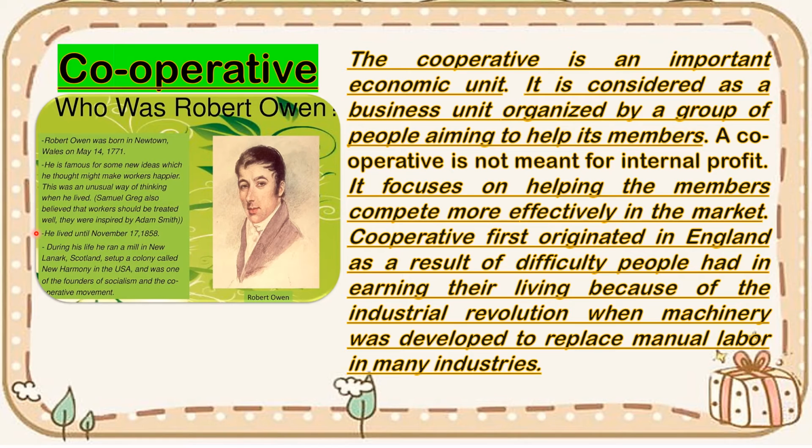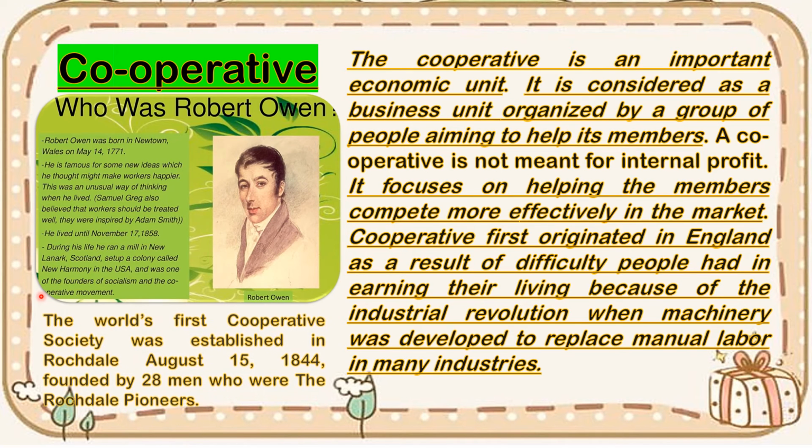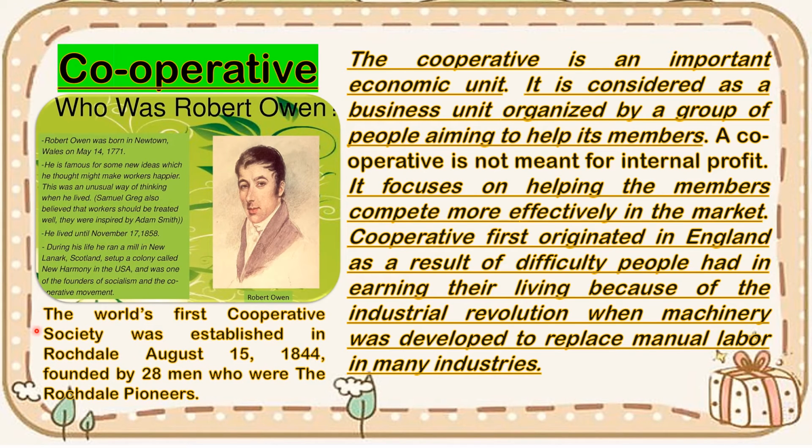He lived until November 17, 1858. During his life, he ran a mill in New Lanark, Scotland, set up a colony called New Harmony in the USA, and was one of the founders of socialism and the cooperative movement. Now, the world's first cooperative society was established in Rochdale, August 15, 1844, and was founded by 28 men who were the Rochdale pioneers. So they were the first people who built a cooperative.